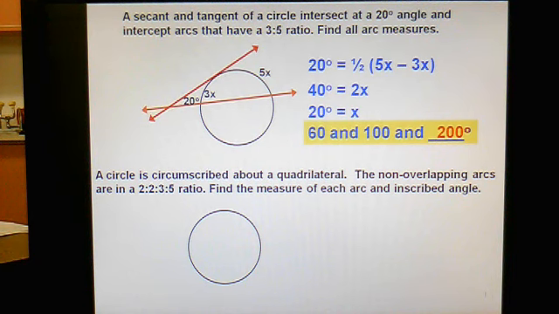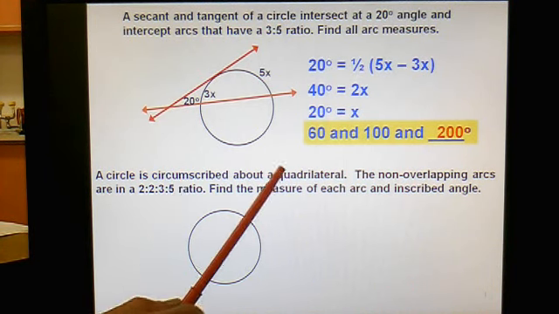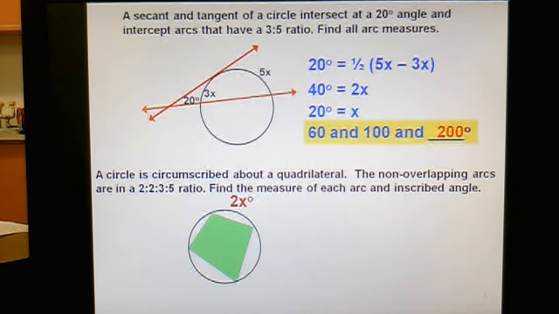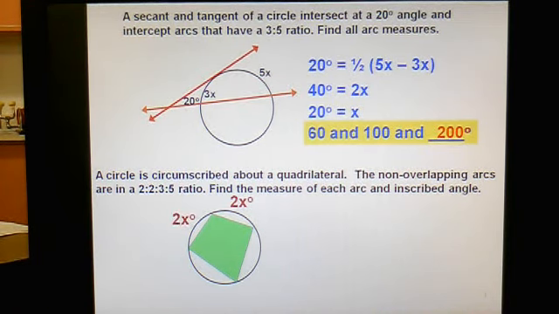So, a circle is circumscribed about a quadrilateral. An important part of this is: is the quadrilateral inside or on the outside? Well, if a circle is circumscribed about the quadrilateral, the quadrilateral must be inscribed inside, because the opposite of circumscribed is inscribed. The non-overlapping arcs, in other words the 4 arcs, have a 2 to 2 to 3 to 5 ratio. So I'm going to call them 2x, 2x, 3x, and 5x. Order doesn't matter too much here.